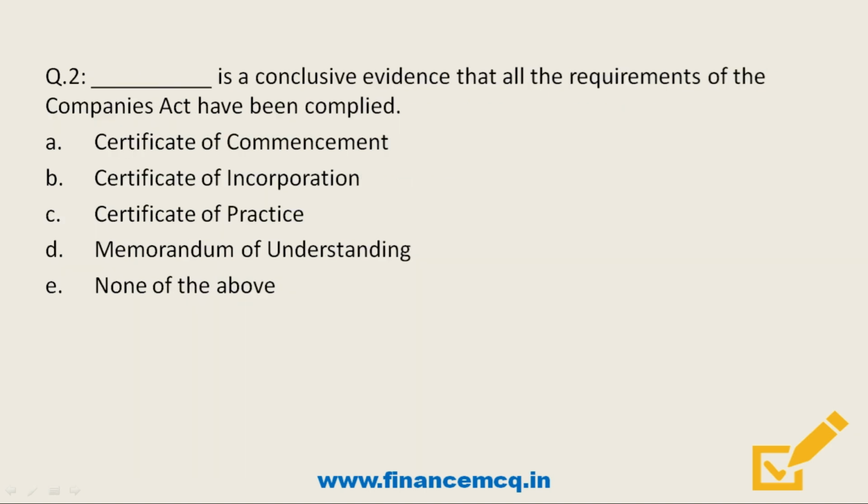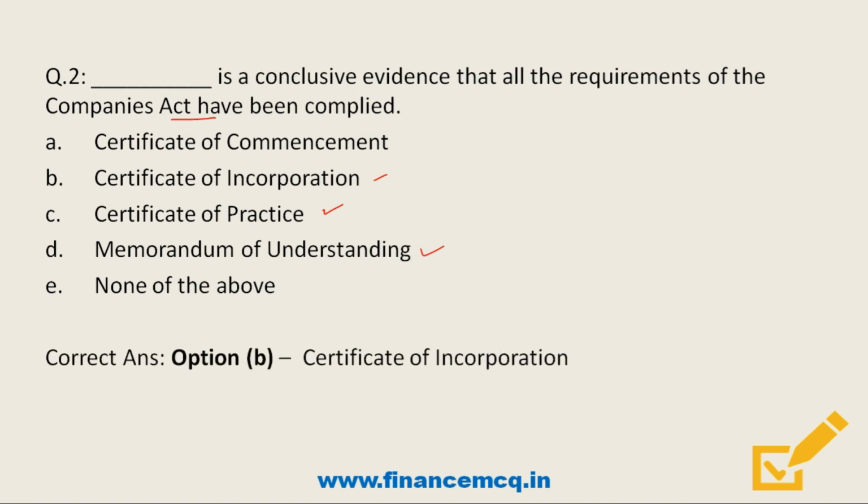So moving on, friends, next is, dash is a conclusive evidence that all the requirements of Companies Act have been complied. Option A is certificate of commencement, option B is certificate of incorporation, option C is certificate of practice, and option D is memorandum of understanding, and last option is none of the above. So friends, remember that option B, certificate of incorporation, is a conclusive evidence that all the requirements of Companies Act have been complied.